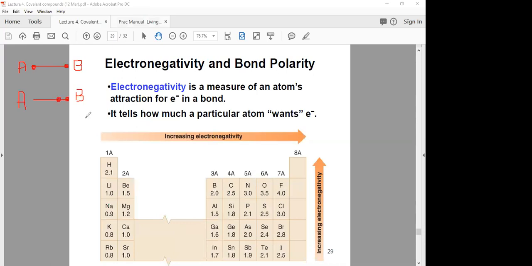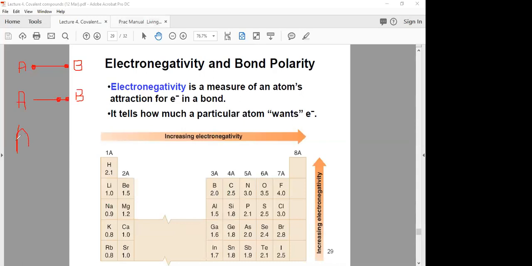Okay, what is that telling us? The way that I've drawn those 2 electrons in that covalent bond, what is that telling us? Sorry? That B wants the electron more than A. Exactly right. You can see here that B has a greater pull on those 2 electrons in that covalent bond. So that means that B has a higher electronegativity than atom A. That is, it exerts a greater pull on those 2 electrons.